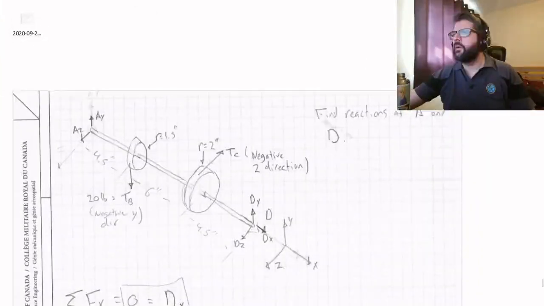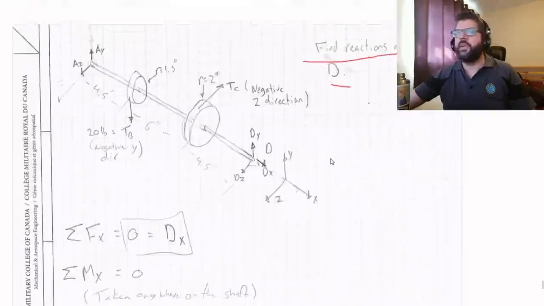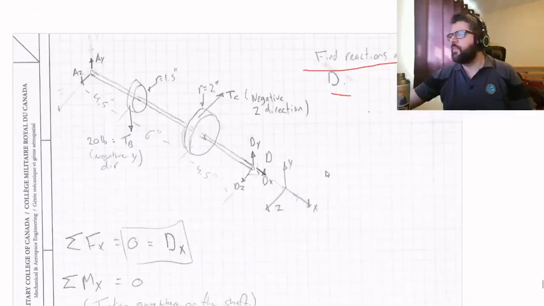So here's the goal. We are trying to find the reactions at A and at D. So I drew ourselves a free body diagram here. This problem is simple enough that I figured we could keep it in a semi-isometric view instead of trying to break it up into an XY plane and then a YZ plane. That sounds like a bit too much fuss.